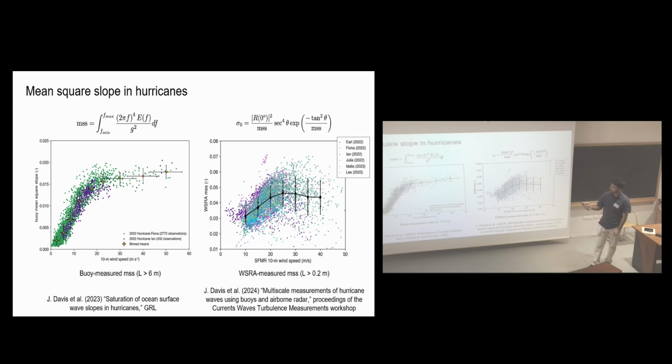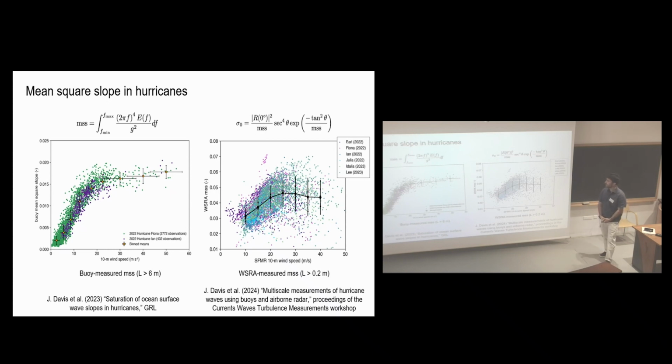We are, with the buoy, only able to resolve waves greater than 6 meters or half a hertz, which are pretty large waves compared to Cox and Monk. But still, we find they're linear at these lower wind speeds and then saturate around 20-25 meters per second.